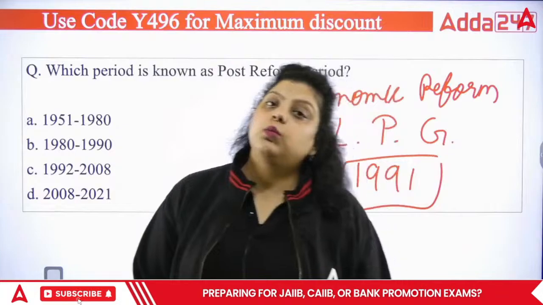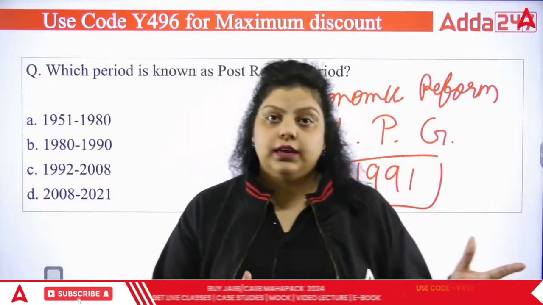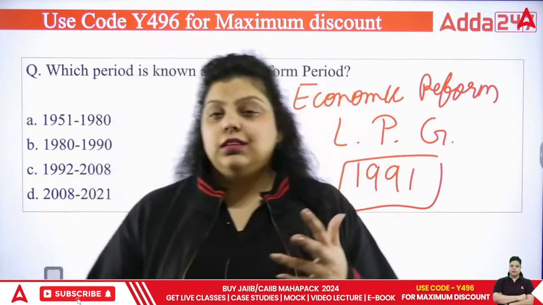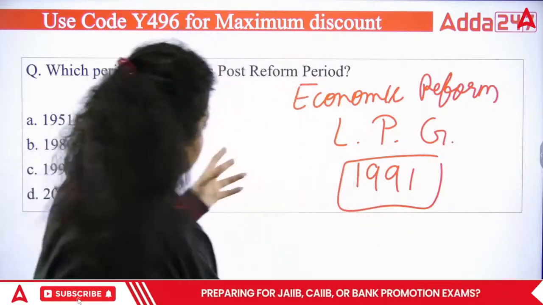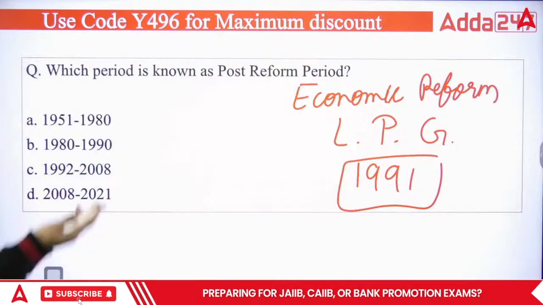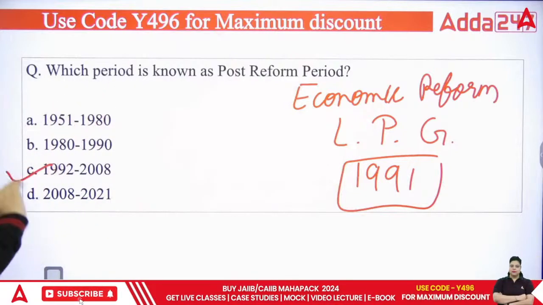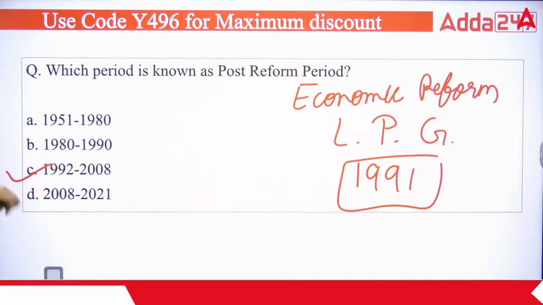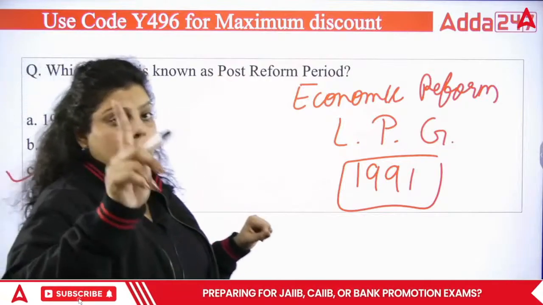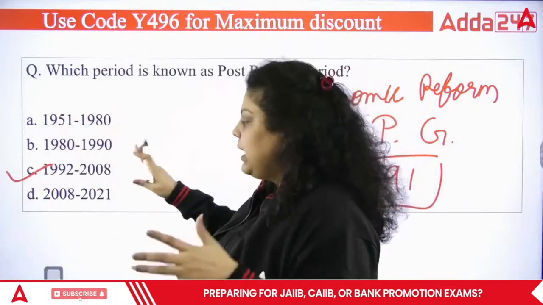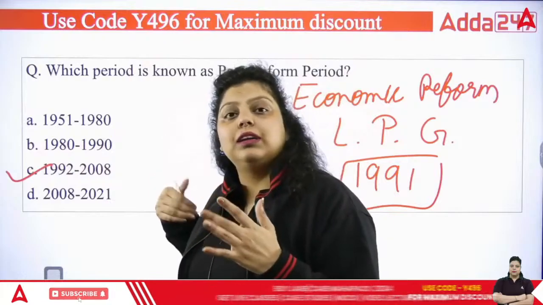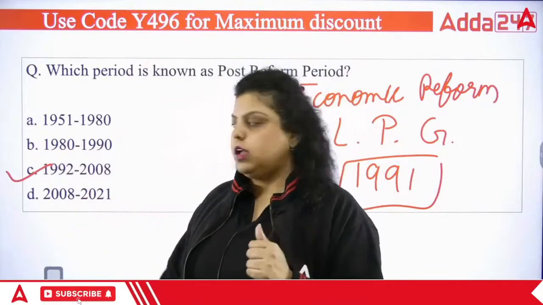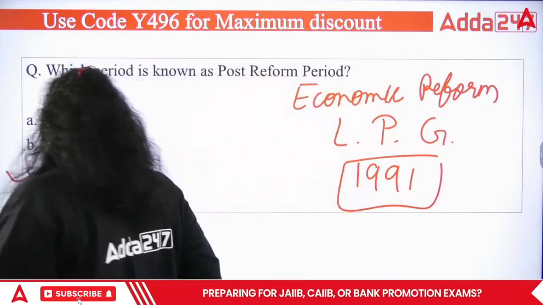And globalization was to link the Indian economy with the world economy. It means there were no restrictions on export-import from India to abroad. And that was the LPG. The post-reform period will be 1992 to 2008, because it was economic reform, and in 2008 we saw the global financial crisis. That's why the period stopped in 2008, because after that we call it the global financial crisis era. Okay, so the right answer will be option C.